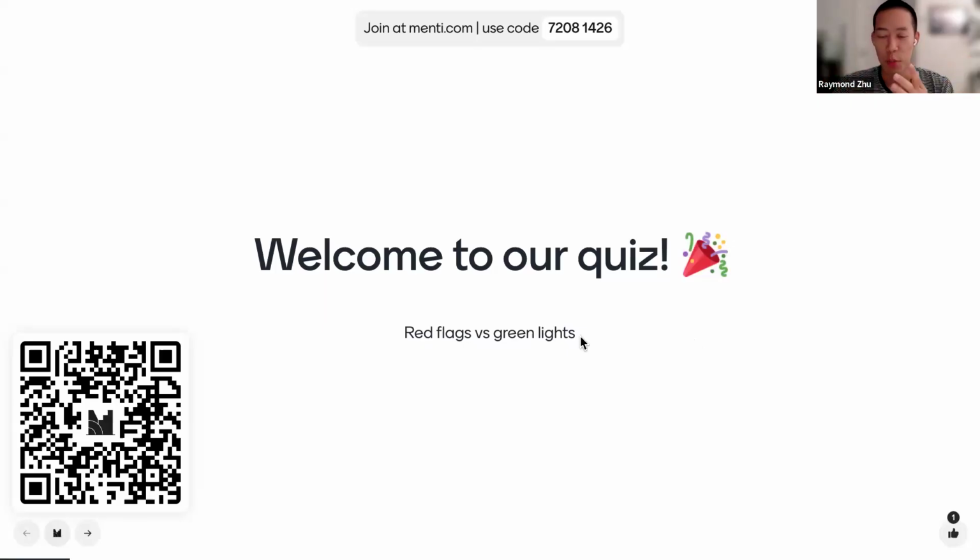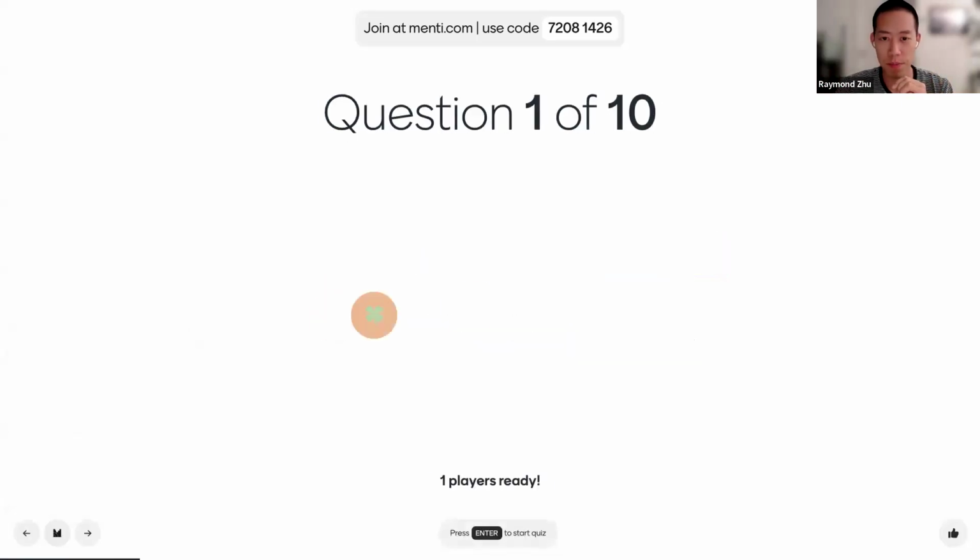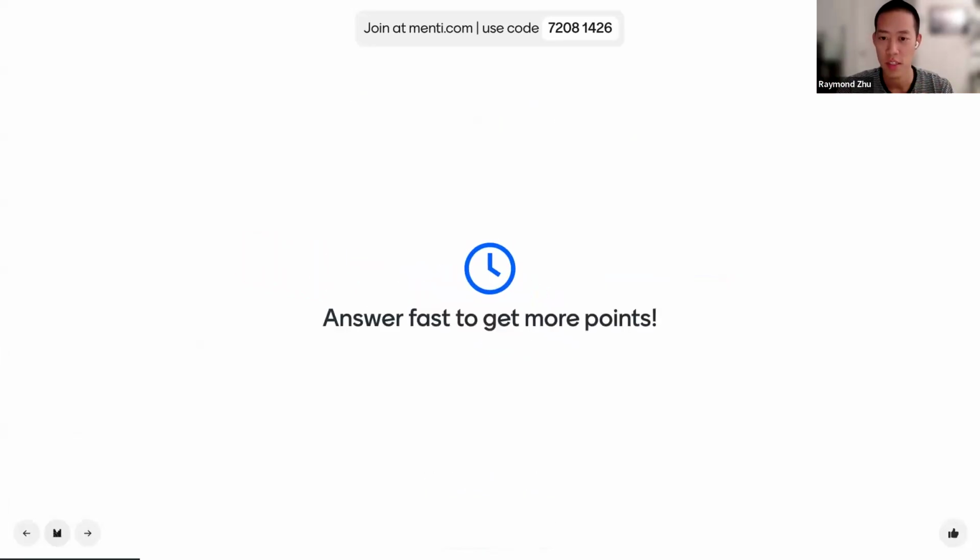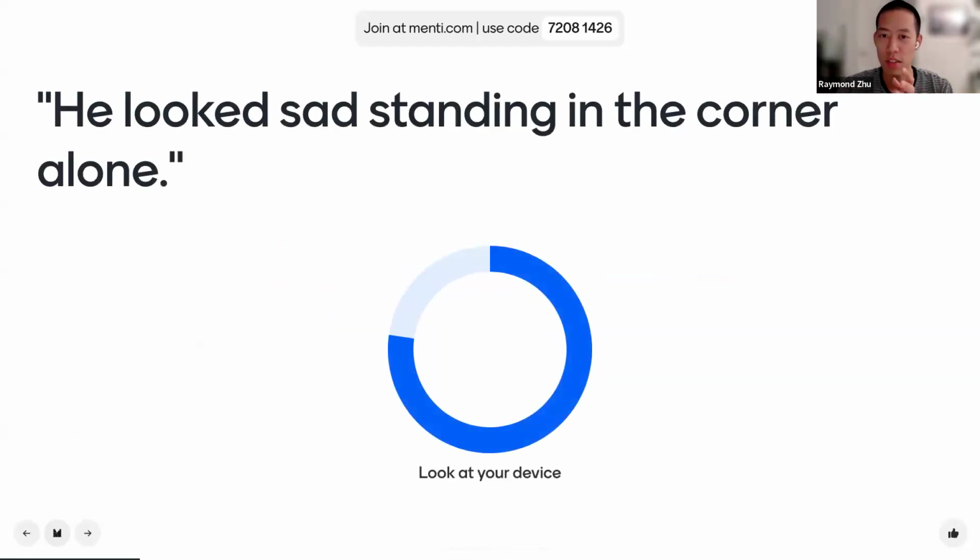So, like I said, this is a quiz about red flags and green lights. Hopefully you guys remember something from last week. So we have 3 players ready. So answer fast to get more points.